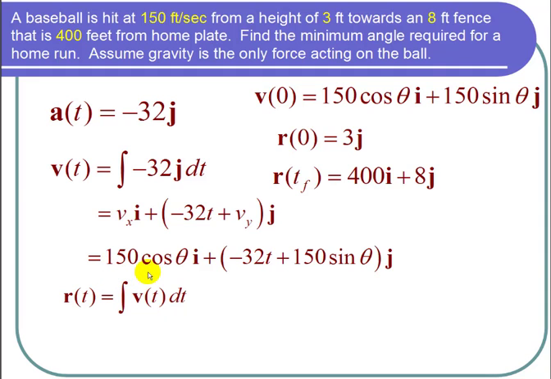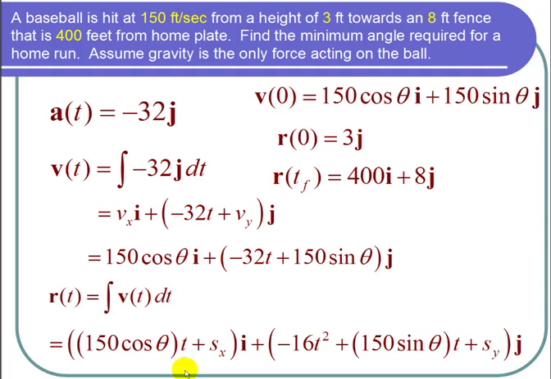To get the position function, we integrate the velocity. The integral of 150 cosine of theta i is 150 cosine of theta t plus a constant, which I call s sub x, times i. And the integral of negative 32t is negative 16t squared. And the integral of 150 sine of theta is 150 sine of theta times t. And then I still add a constant, which I call s sub y, times j. So that gives me my position function.